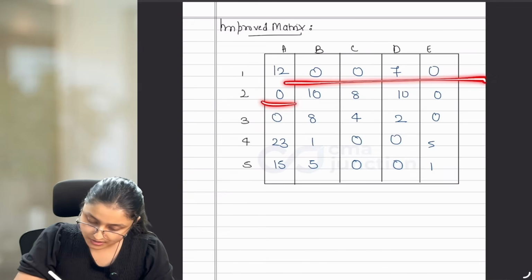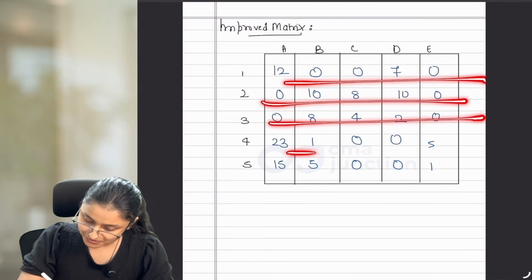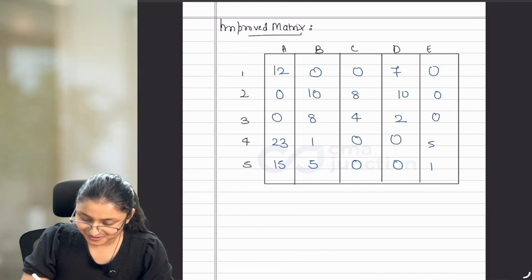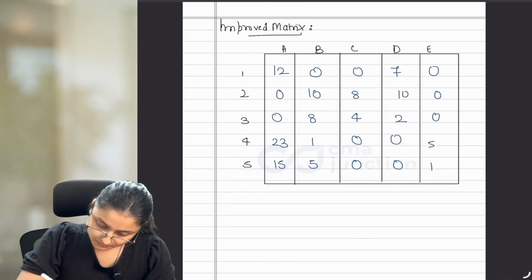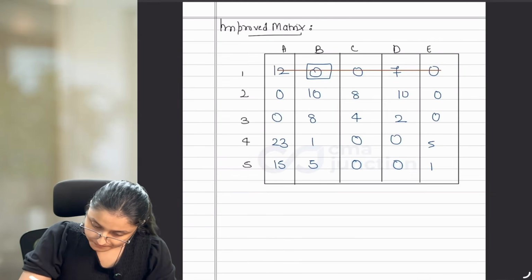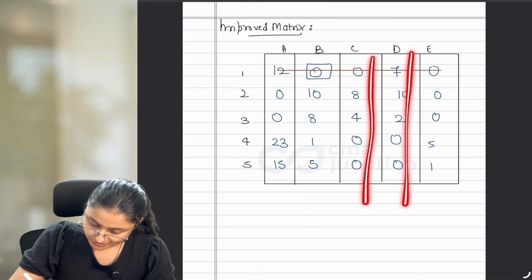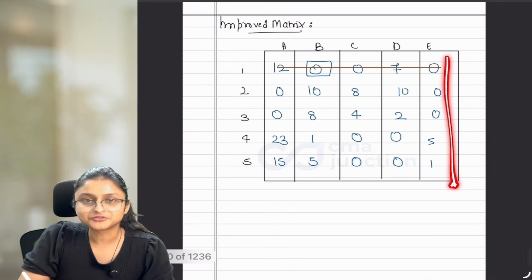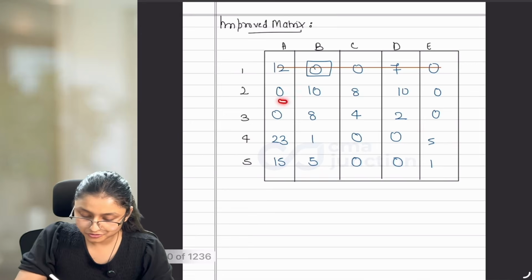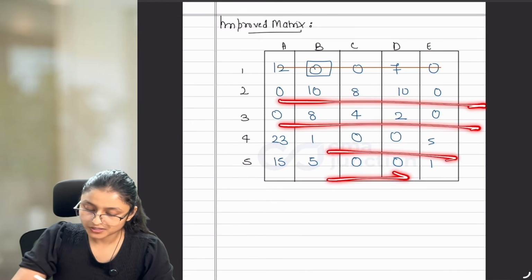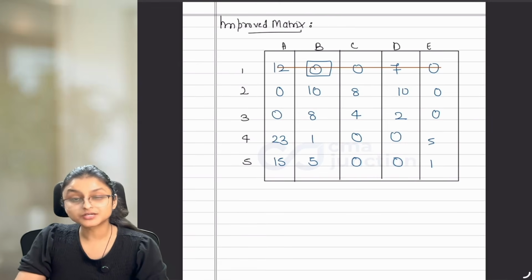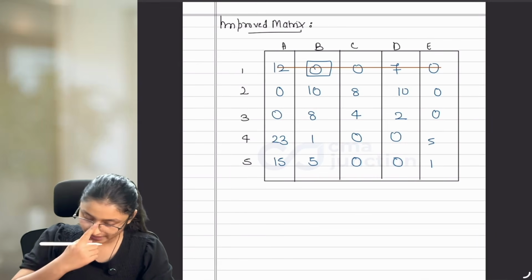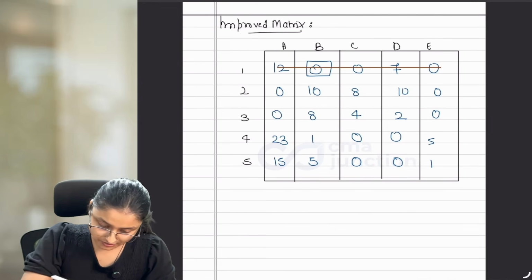Here we have 3 skip, 2 skip, 2 skip, 2 skip, 2 skip. All the rows are skipped. Now for column, we have to skip 1. Mark this and cut your row. Next, 2 skip, 2 skip. Here also I have 2. So again skip. Now if you notice, all the rows and all the columns have 2 options, 2 zeros. So I can't select it with the help of row and column scanning. So what do I have to do? I have to do random selection.